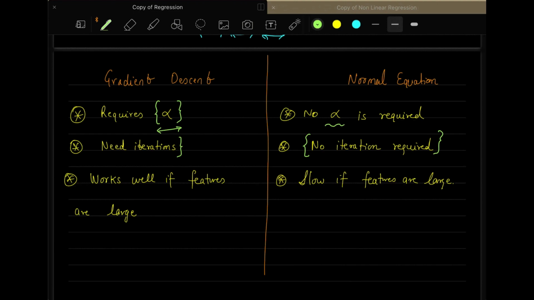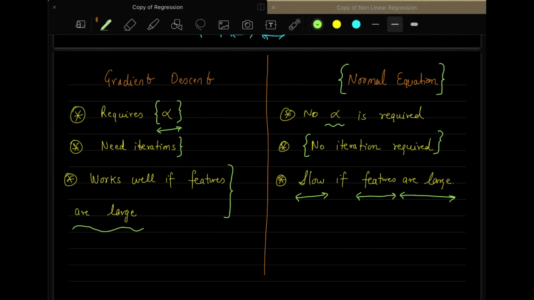The third important thing, which gives gradient descent an upper hand over the normal equation, is this line: gradient descent actually works better if the number of features is large. If your features are large, then gradient descent will work better, and that gives it the upper edge over the normal equation, which is slow if features are large. So that is the main takeaway from the methods that we discussed last time.